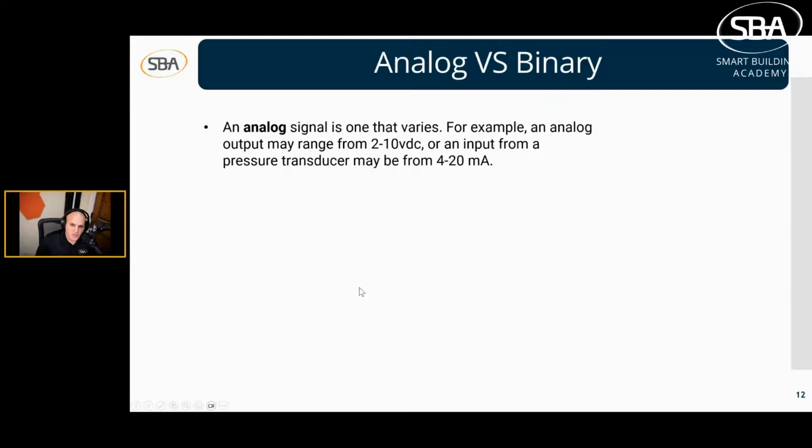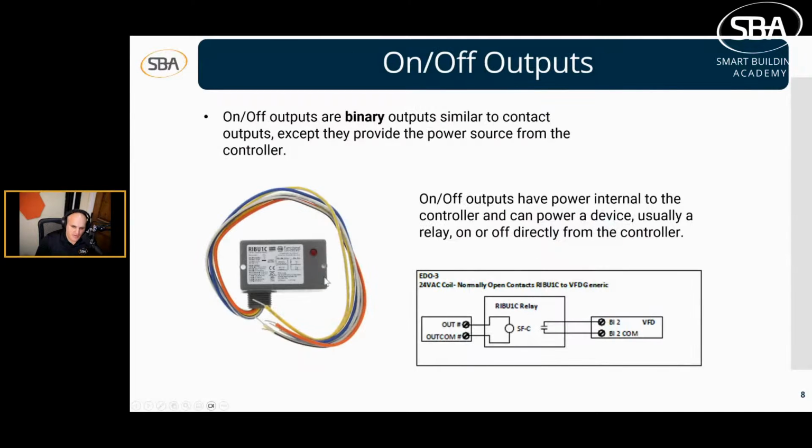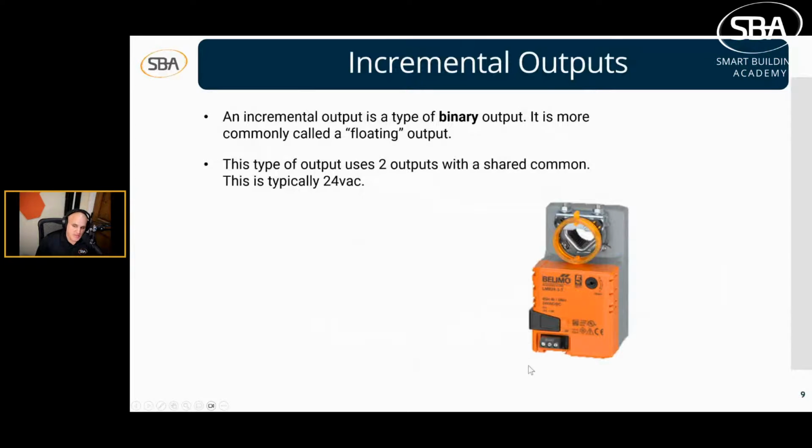Now, I do want to go back real quickly, take a look. As we look at our on-off, there's only two states. As we look at our contact, there's only two states. As we look at our incremental, there truly is only two states. We have a shared common, and then we either have a state of clockwise or a state of counterclockwise. You could say that we have a state of off on a 3 position. But really, there is the on-off state for clockwise, and there's the on-off state for counterclockwise.